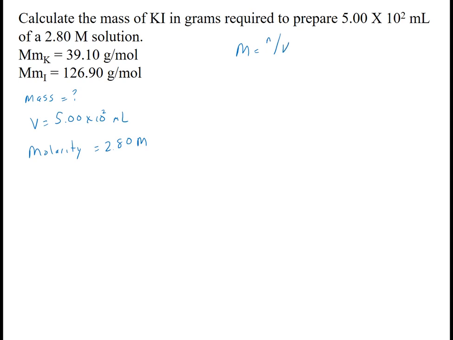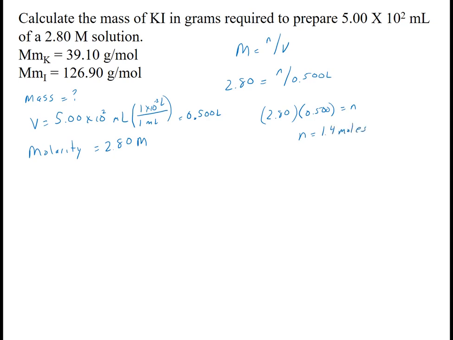I have molarity, I have volume, okay, so therefore I have 2.80 is n over, except this needs to be in liters, sorry. So 1 milliliter is 1 times 10 to the minus 3 liters, and it's 0.500 liters. So 0.500 liters. I need to multiply both sides by that, so 2.80 times 0.500 is equal to n. So n is equal to 1.4 moles. Okay, I don't care about the units as you go, I just tend to write them down.